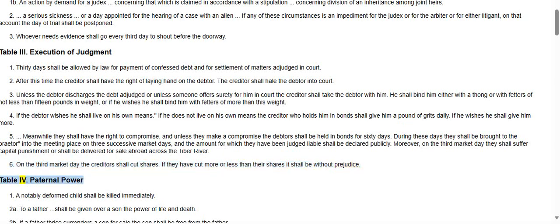Table 4. Paternal Power. 1. A notably deformed child shall be killed immediately. 2a. To a father shall be given over a son the power of life and death.